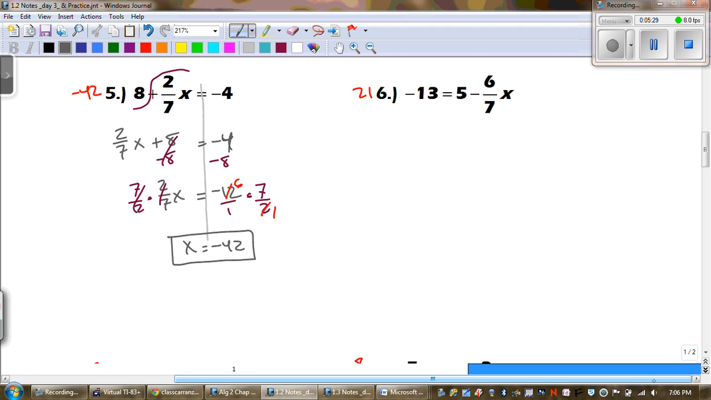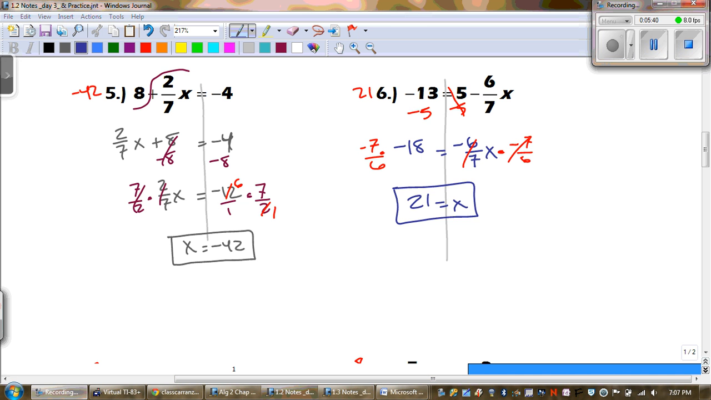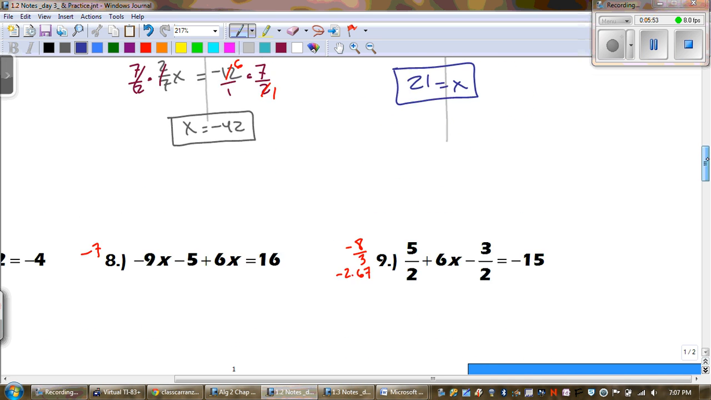All right, number 6. Why don't you guys go ahead and try that one all on your own. Pause the video, and good luck. Okay, and there's all of my work. So we had to subtract that 5 first because it was a positive 5. Okay, and then multiply by the reciprocal of negative 6 over 7, which is negative 7 over 6.